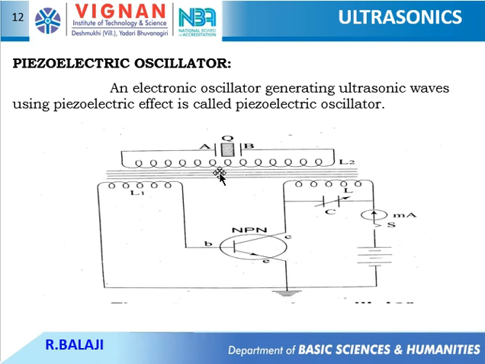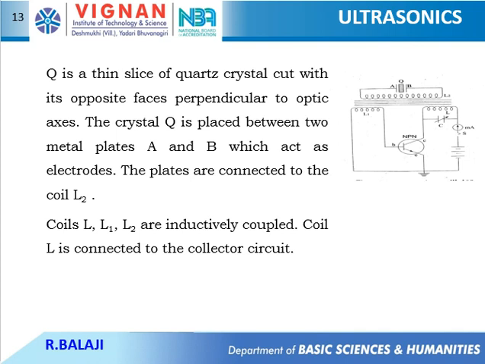And here is another inductor coil, with one end connected to A and the other end connected to B. In between these two plates we place a slice of quartz crystal, which is an X-cut quartz crystal. Q is a thin slice of quartz crystal cut with its opposite faces perpendicular to the optic axis. It is an X-cut quartz crystal.